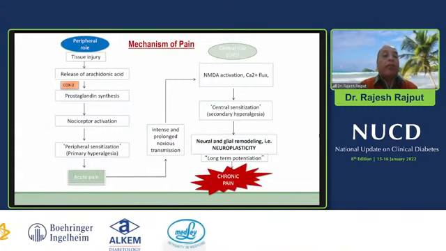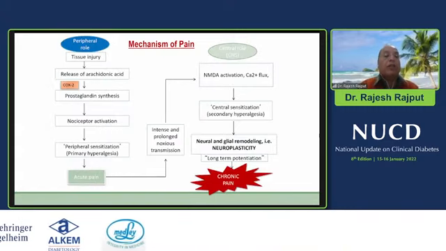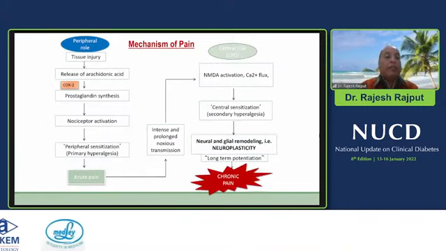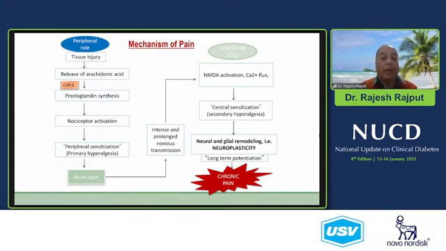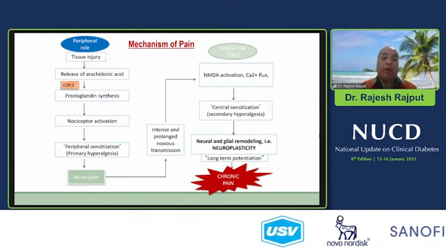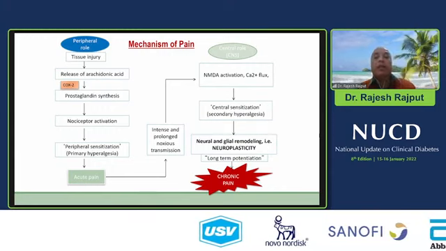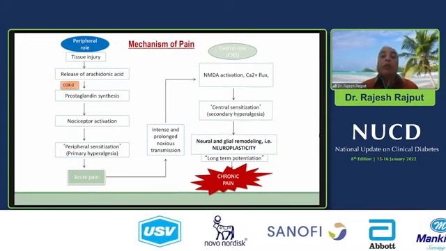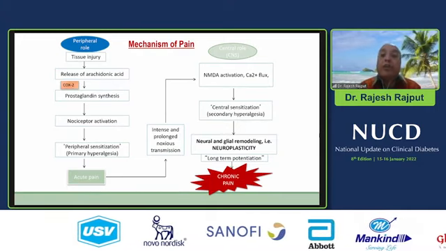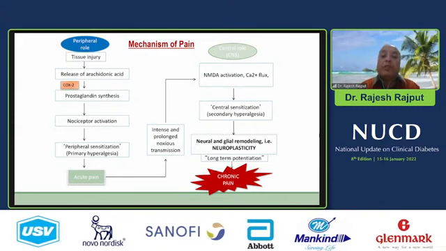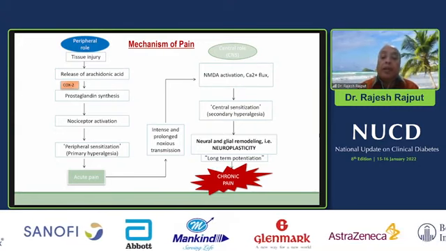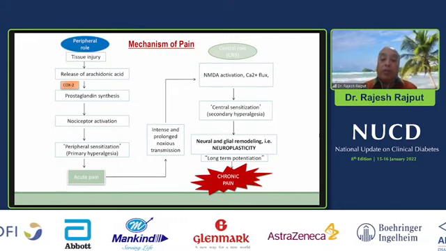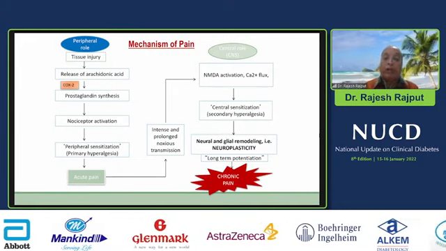Initially, it's a peripheral tissue injury, because of which there is a release of arachidonic acid, there is activation of nociceptive receptors, release of substance P, and the patient perceives acute pain. But when it persists, the prolonged intense pain sends a message to the central nervous system, where there is activation of the NMDA receptor, central sensitization, and neural and glial remodeling, which will result in long-term potentiation and chronic pain.